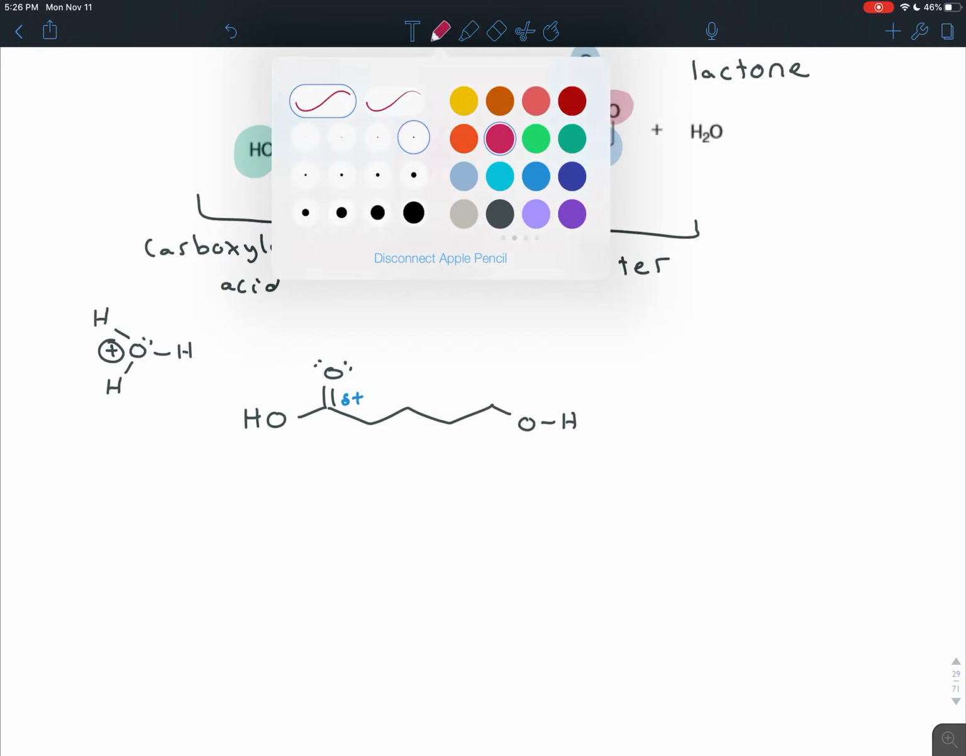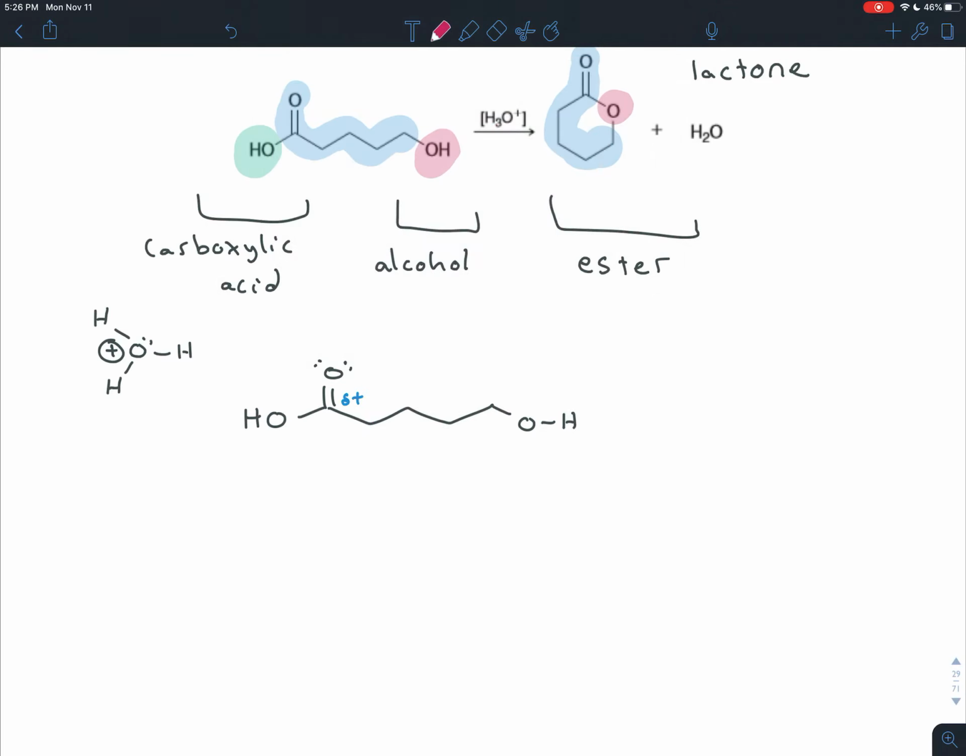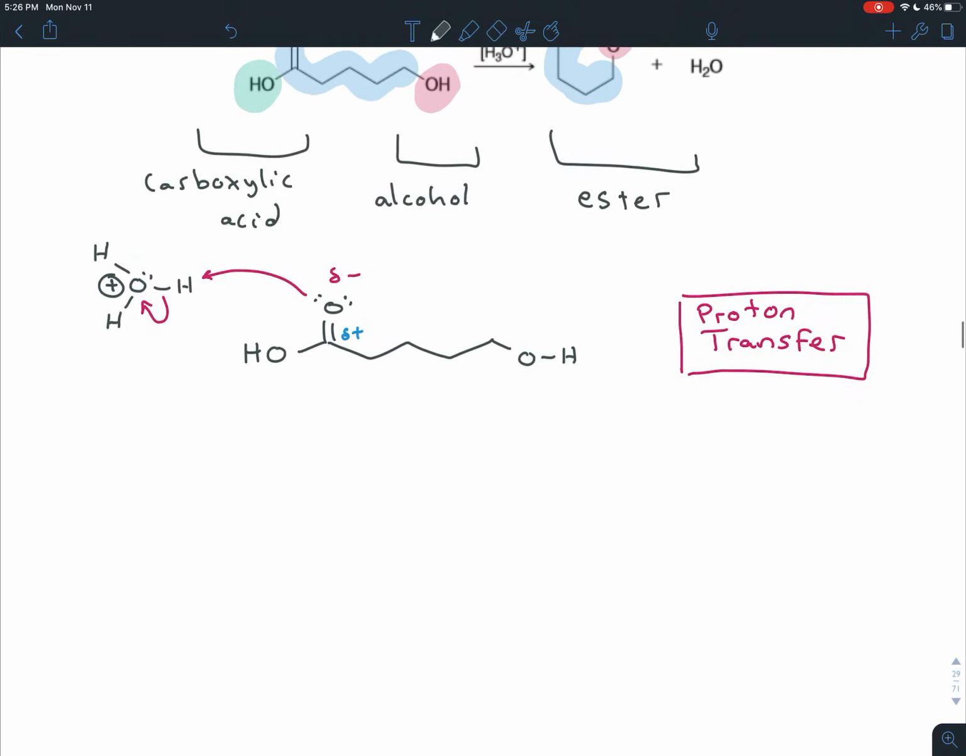So we can make this more reactive, we can make this a better electrophile that's more likely to react by doing a proton transfer. And that should make sense. We've seen this pattern. Proton transfers change the reactivity or stability of molecules. We want this to be more reactive, so we can do a proton transfer. The slightly negative oxygen in the carbonyl can attack one of the slightly positive hydrogens in the acid. The electrons would snap back onto the oxygen there to stabilize the positive charge.